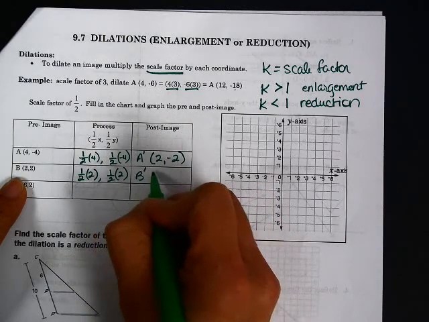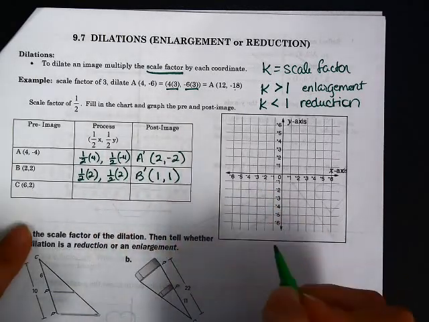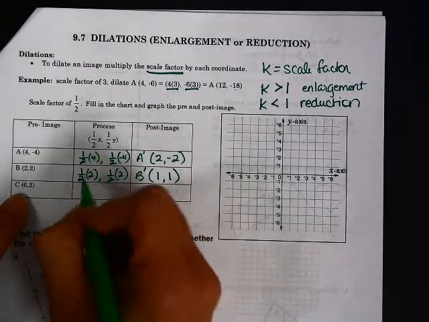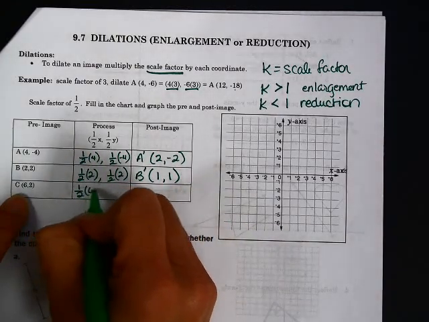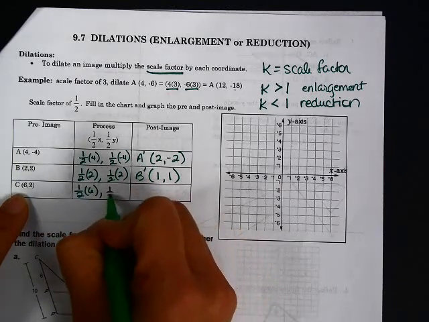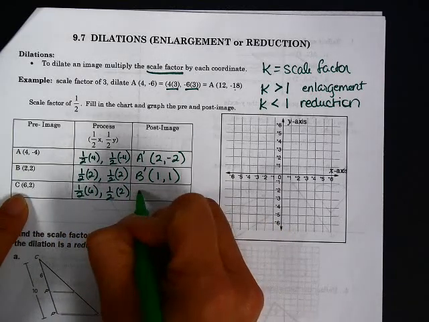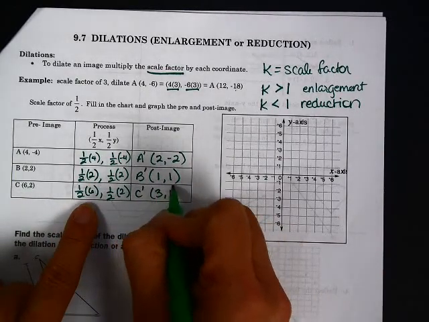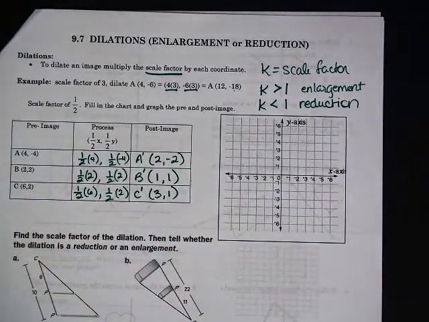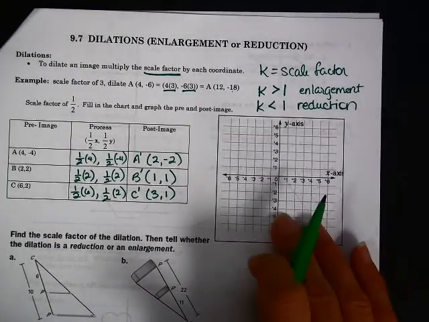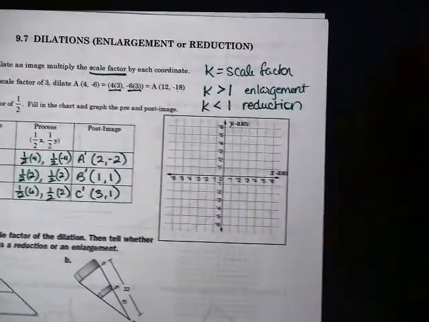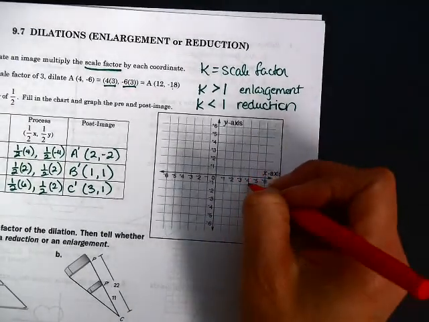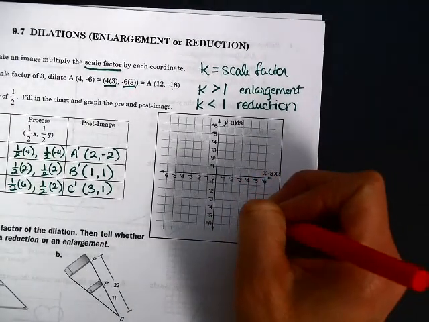B is at 2, 2, so we're going to take 1/2 of 2 and 1/2 of 2 again, which gives us B prime, 1, 1. Point C is located at 6, 2, so we're going to take 1/2 of 6 and 1/2 of 2. So C prime will be located at 3, 1. All right, now I want to go ahead and plot the pre-image and the post-image over here.